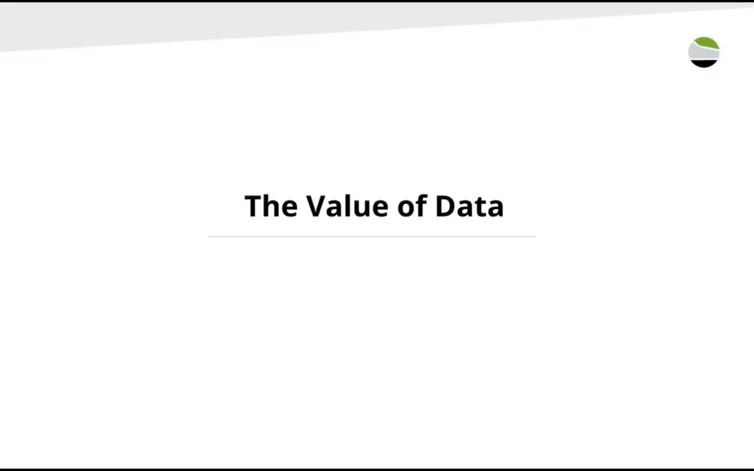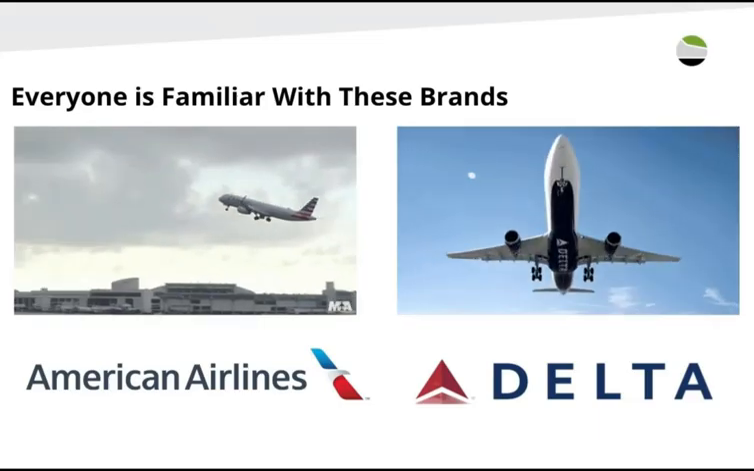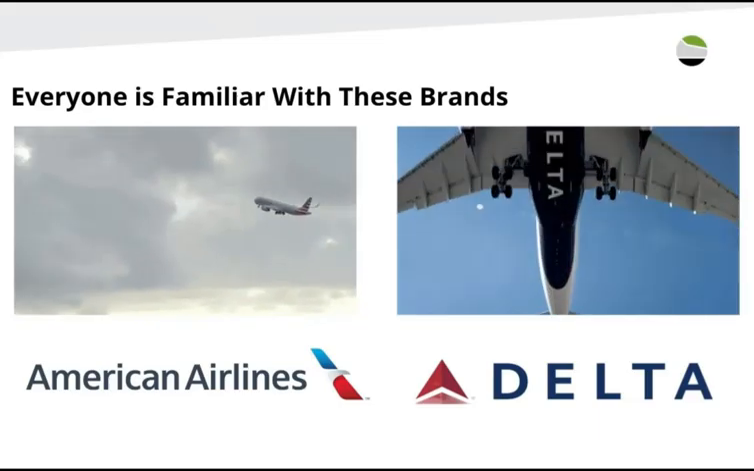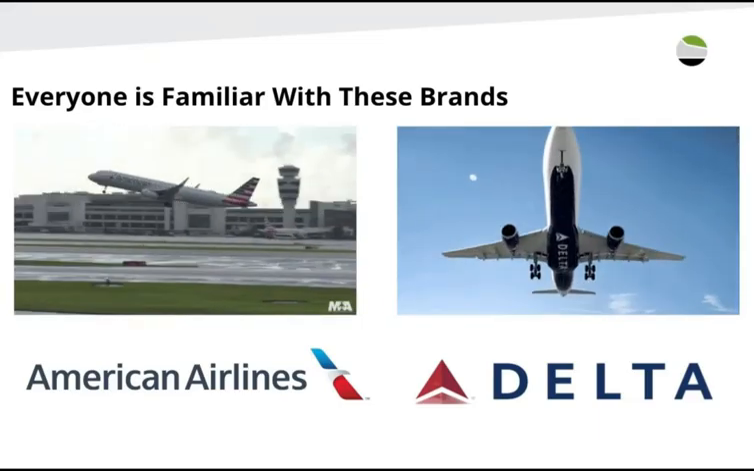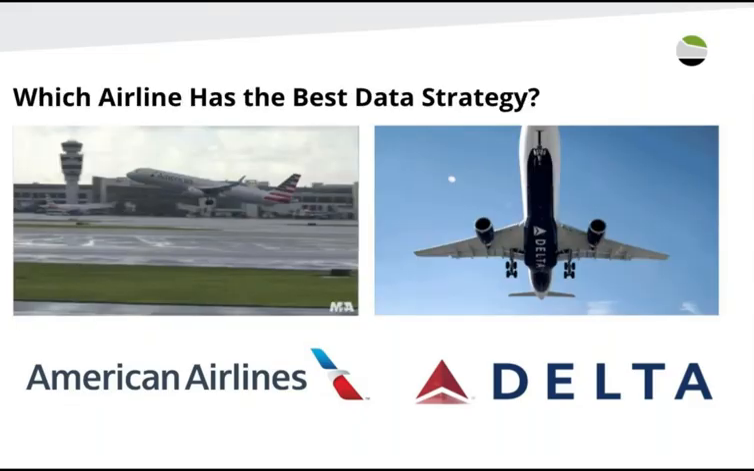Let's start with a couple of examples. First of all, I'm sure all of you are familiar with these airlines, American Airlines and Delta Airlines. I fly a lot. Maybe you know some other airlines. So what if I were to ask you which one of these airlines has the best data strategy? You may look at me a little strange and say, I don't know. How would I know what their data strategy is? What does that even mean? Isn't that something that people do inside an organization? And the answer is yes, it is.